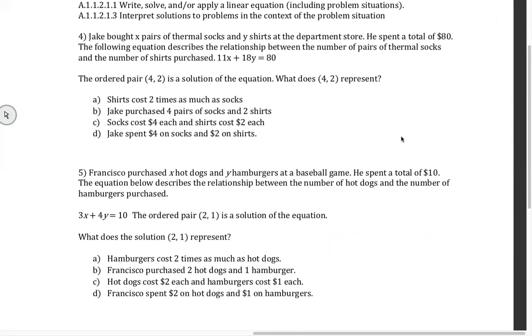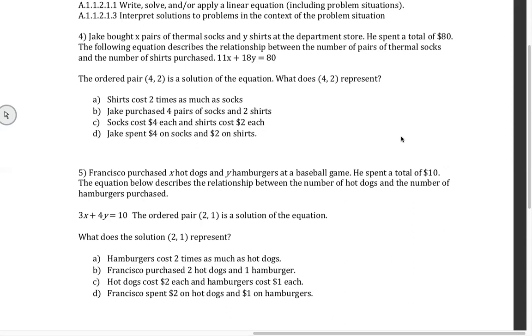So Jake bought X pairs of thermal socks and Y shirts at the department store. He spent a total of $80. The following equation describes the relationship between the number of pairs of thermal socks and the number of shirts purchased. 11x plus 18y equals 80. It says the ordered pair 4, 2 is the solution of the equation. What does 4, 2 represent?